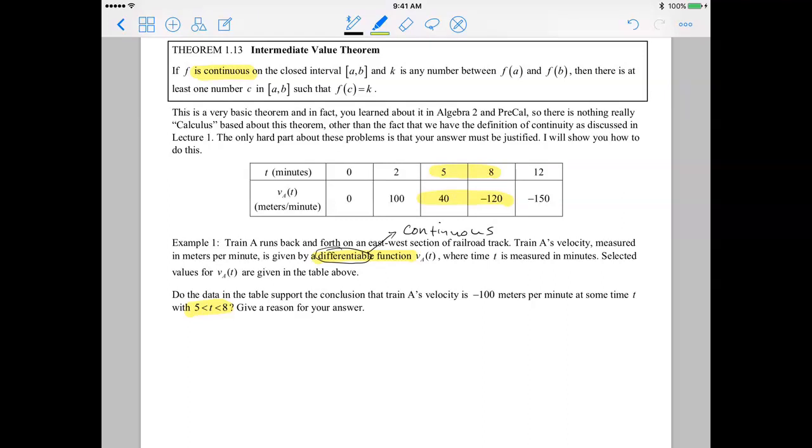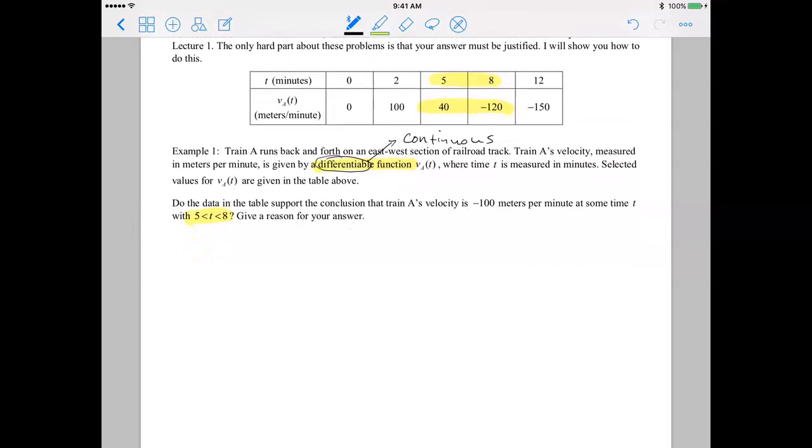And so the question is, does the velocity of train A have to equal negative 100 meters per minute at some time in that interval? Well, if you think about it, negative 100 is in between 40 and negative 120, and we already said that this velocity function is continuous because it was differentiable. So the answer to our question is yes.